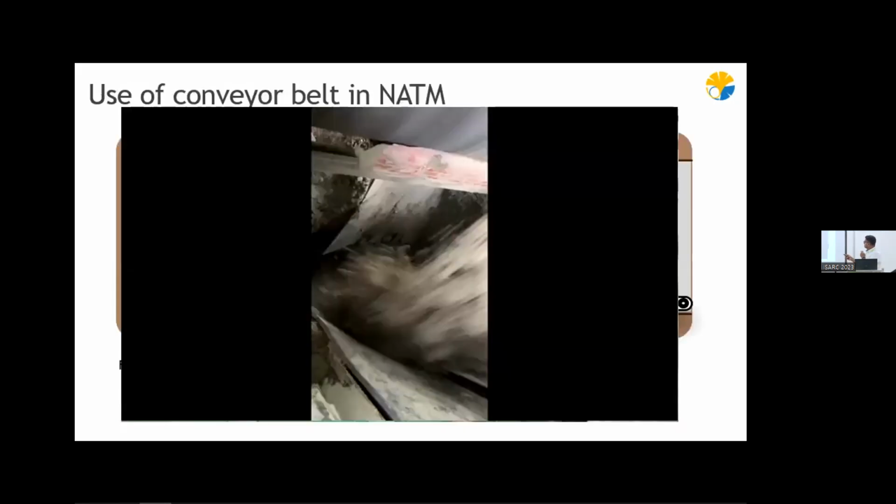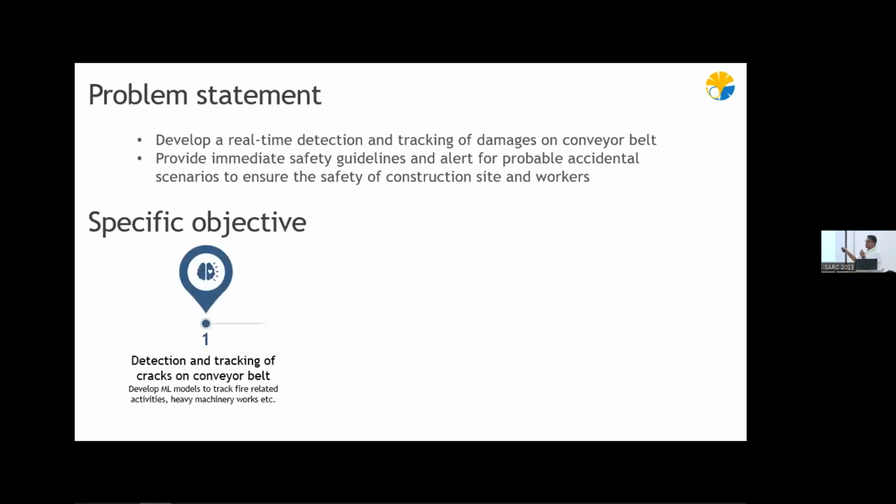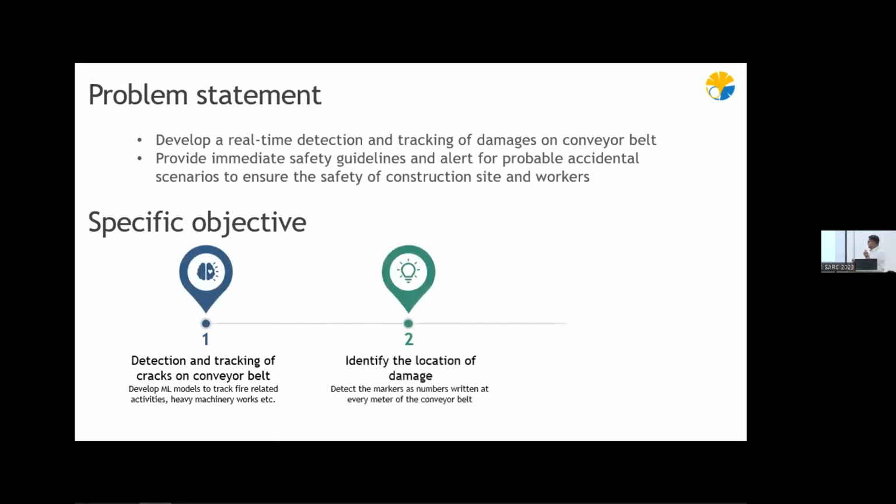The second part is if there are some damages in the belt. The machine learning part is rather simple. The first step is that we detect and track the damages. And the second part is we identify where those damages are, because generally these are very long belts.